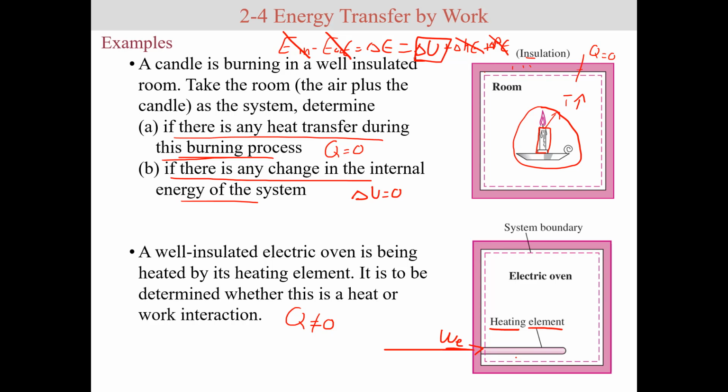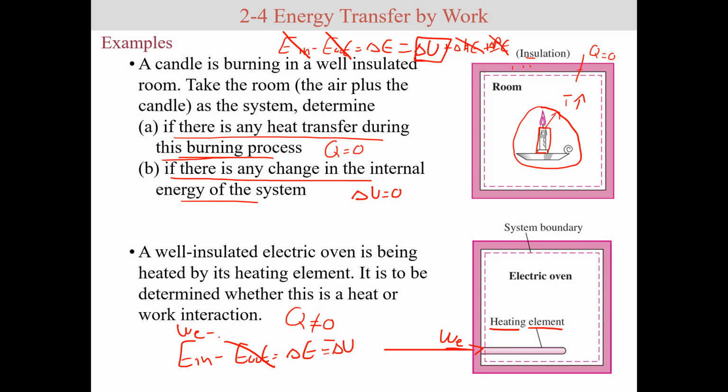I don't care what's happening inside the system. I don't care at all what's going on inside the system. I only care what's crossing the boundary. And what I can see is that electric work is crossing the boundary. So if I go back to my first law, right, E in minus E out equals delta E system, I have no energy going out, but I have electric energy going in. My system is stationary, so there's no change in kinetic and potential energy. So the change in energy of the system is a change in internal energy. So the work in is causing an internal energy change.